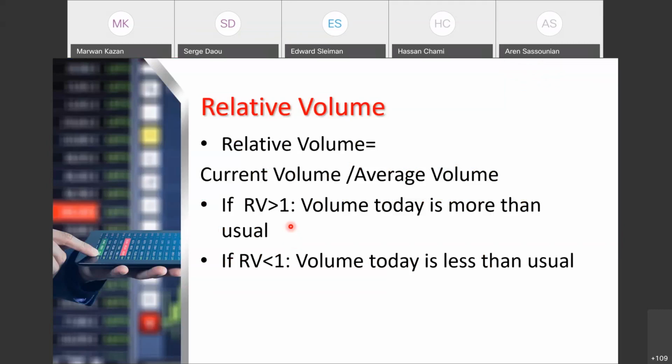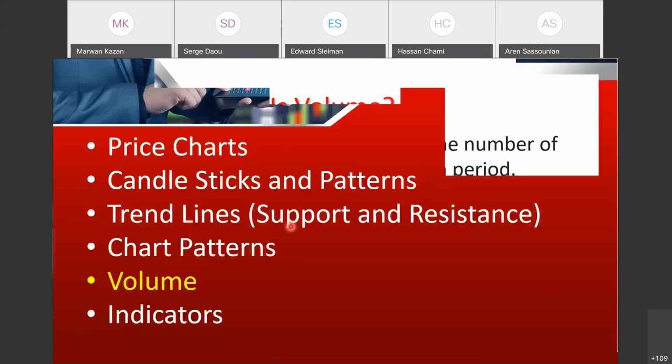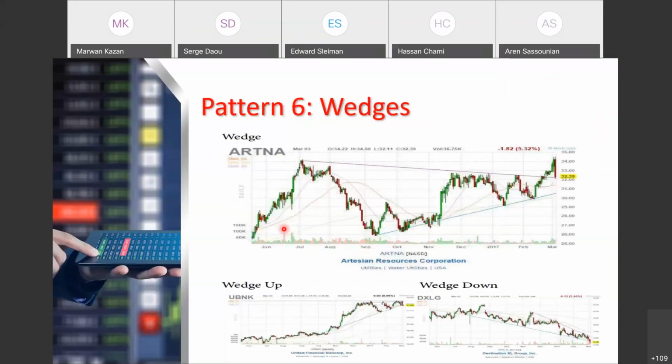Wait, let's go back. See, these bars down here are volume. So this represents the volume. The volume here, for example, is 100K, and the volume here is 100K. See, guys, usually the volume is like this, but on this day we had a bigger volume. And usually when you have bigger volume, a change in the trend happens.